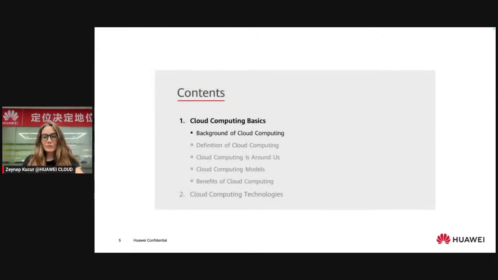We will talk about the background of cloud computing, proceed with the definition of it, understand that cloud computing is in our daily life, then learn about cloud computing models and its benefits.